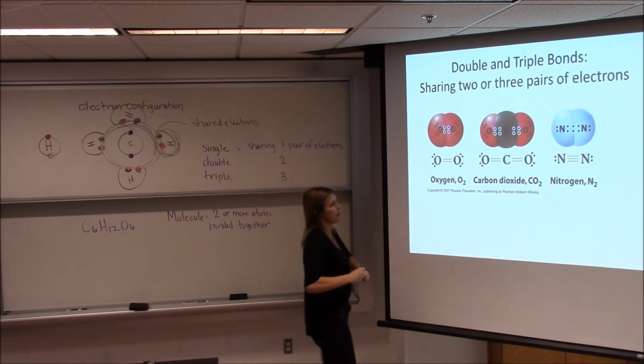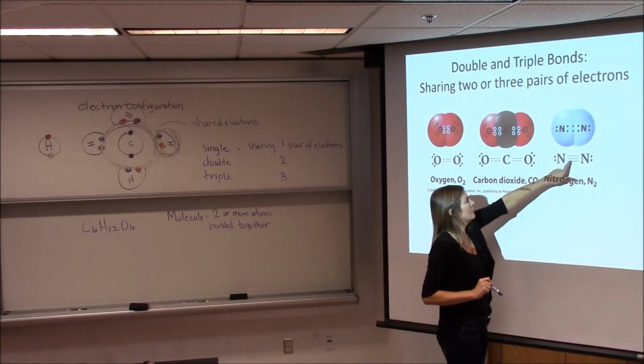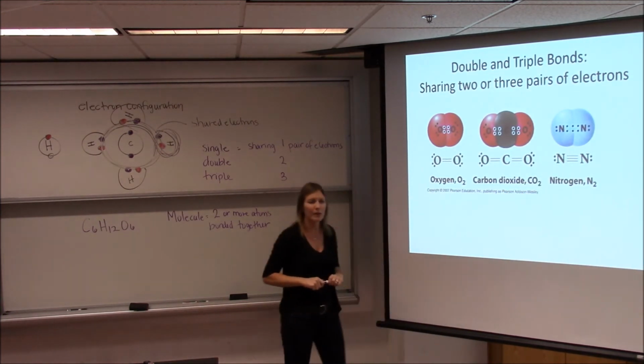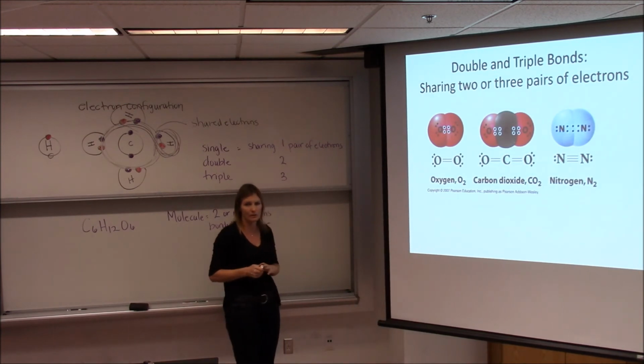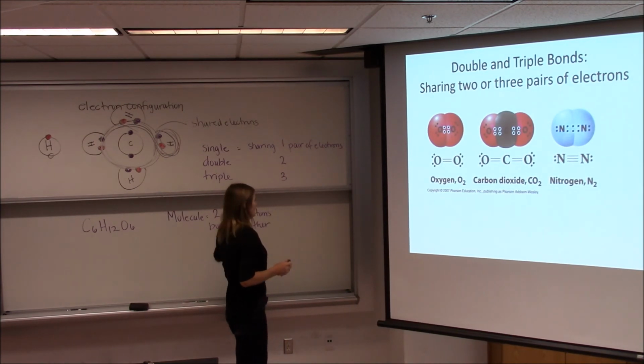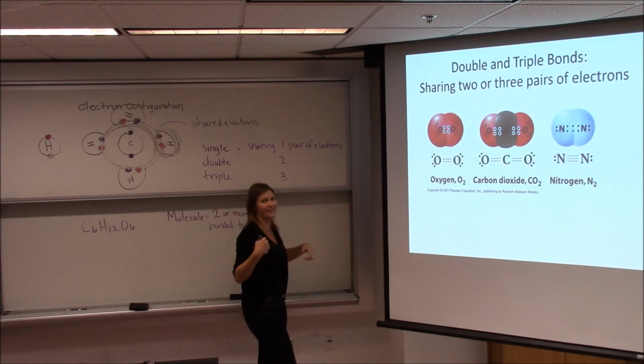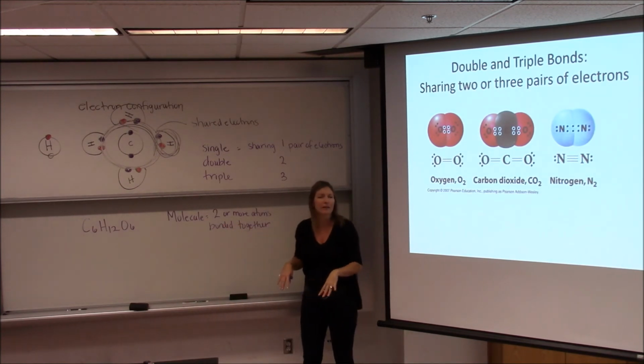Okay, and then finally, triple bond, nitrogen, 3 covalent bonds, sharing 3 pairs of electrons. I already told you that, I erased it, I'm pointing to something that used to be there. I already told you that those covalent bonds store a huge amount of energy, a lot of potential or stored energy. And when we break them, the energy is released.